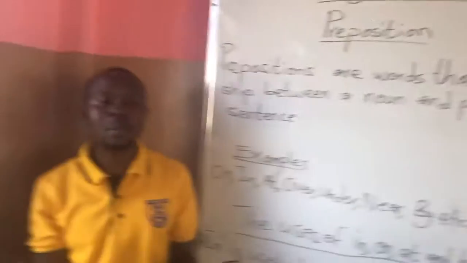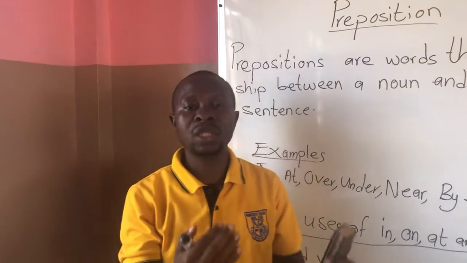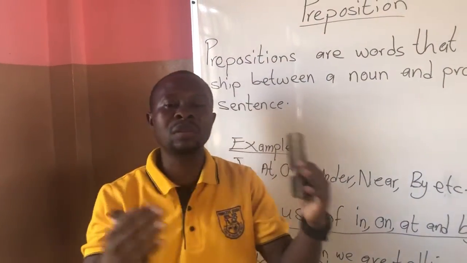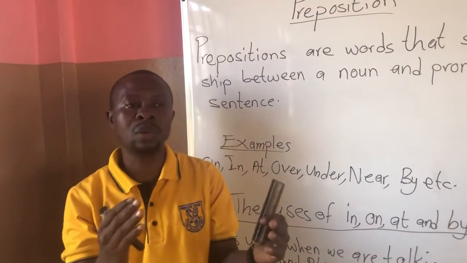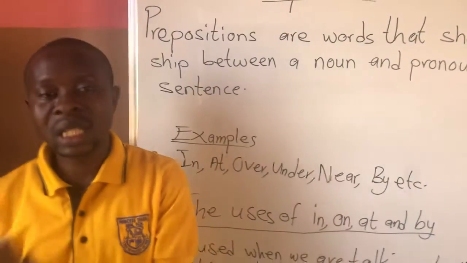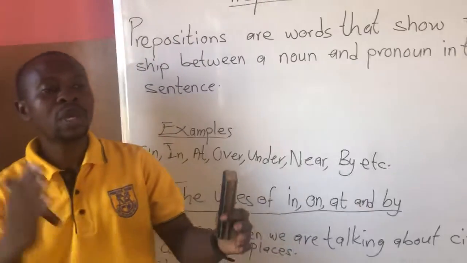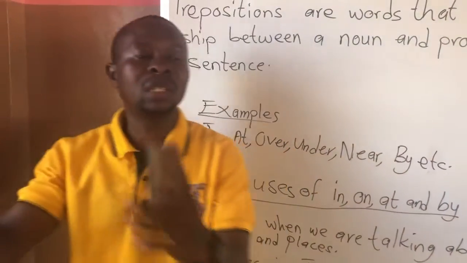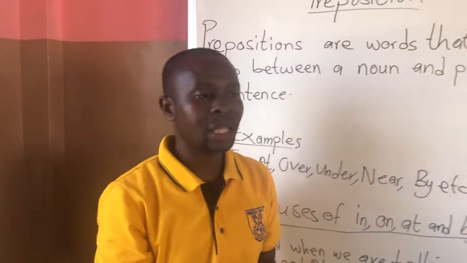For example, the book is on the table. Where is the book? The book is on the table. What is the relationship between the book and the table? We can see that we have two nouns here, book and what? Table. So the book is what? On the table. So "on" is showing the relationship between the book and the table.